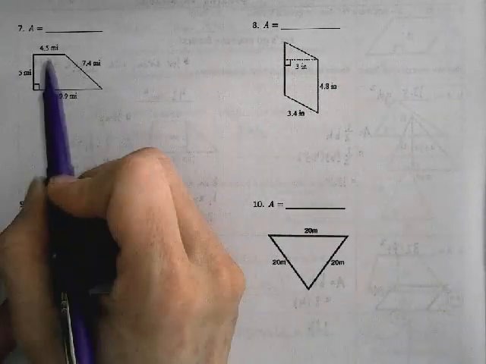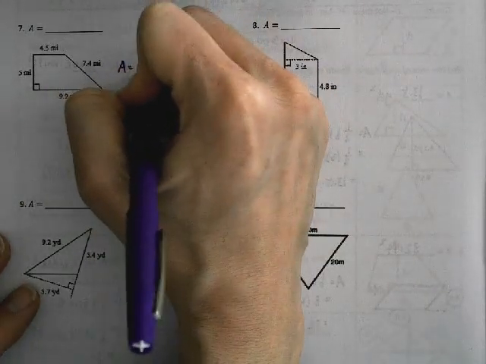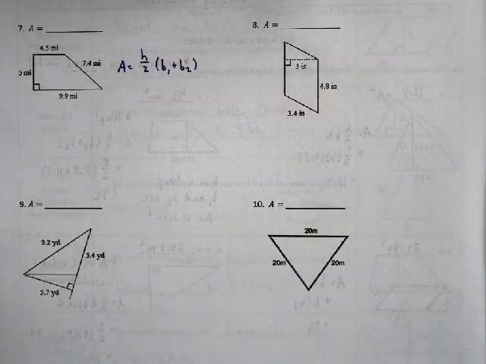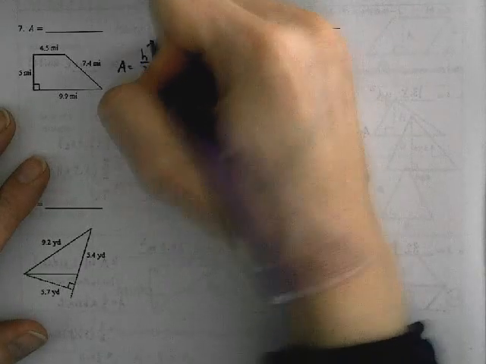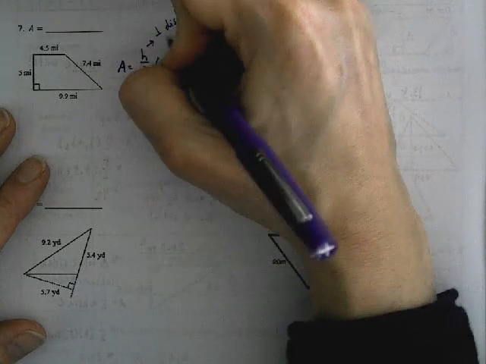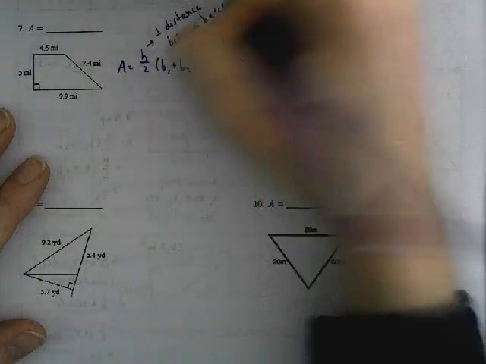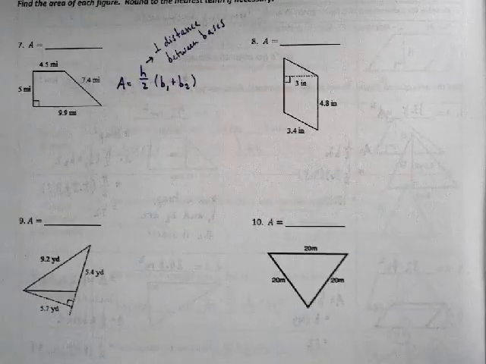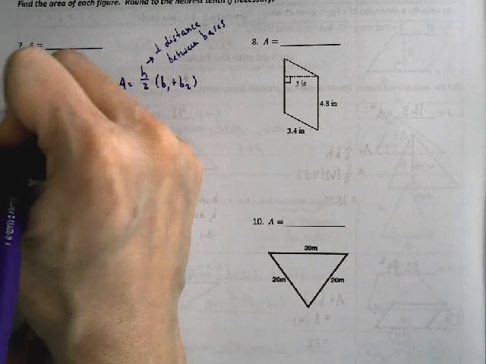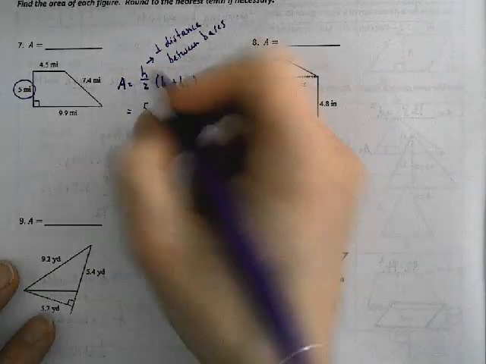So here I know that I have a trapezoid. I have two parallel sides. Trapezoid I know is h over 2 times b1 plus b2. Now remember, we said that height is the perpendicular distance between the bases. So I'm looking for some perpendicular distance. And I see I have this perpendicular. It happens to be one of the legs of the trapezoid, which is okay. So my height is 5 over 2.